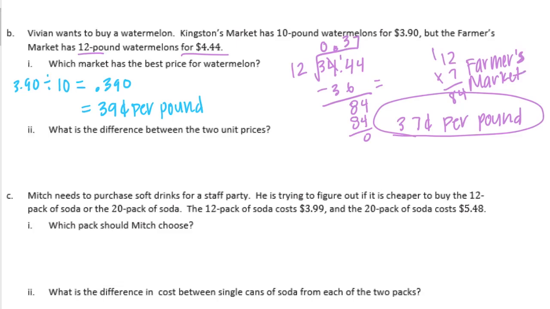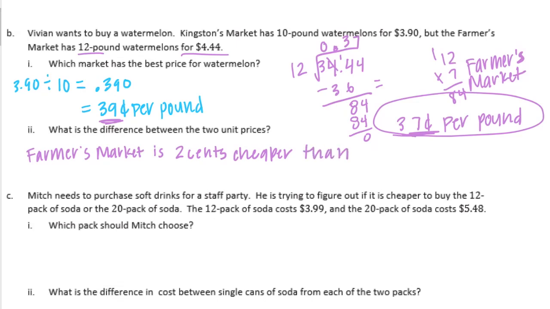What is the difference between the two unit prices? So this is 37 cents, this is 39 cents. So the difference between 37 and 39 is 2 cents. So we can say the farmer's market is 2 cents cheaper than Kingston's market.